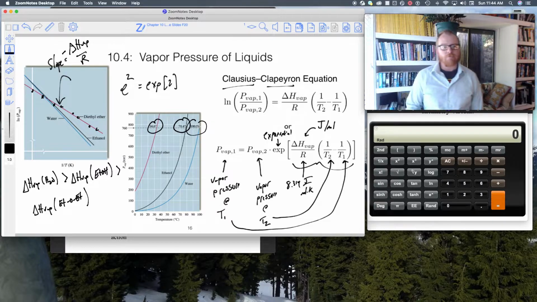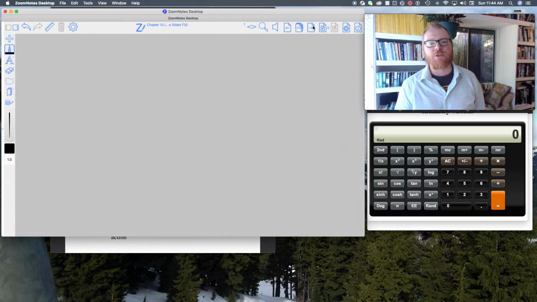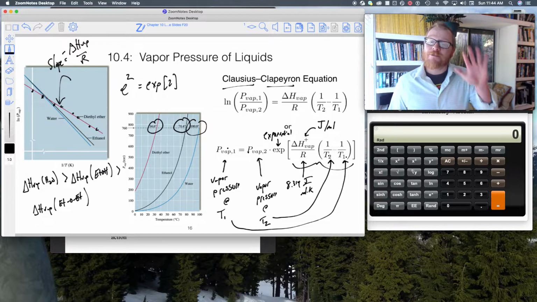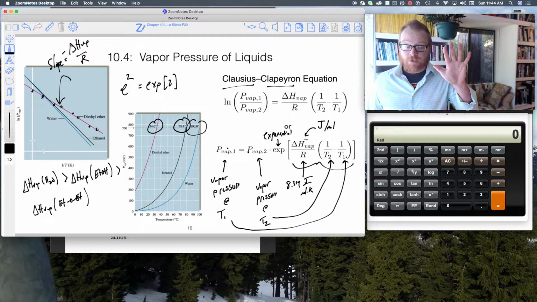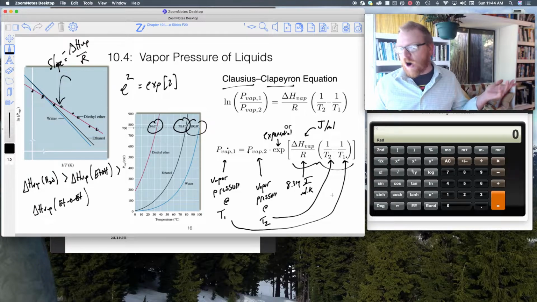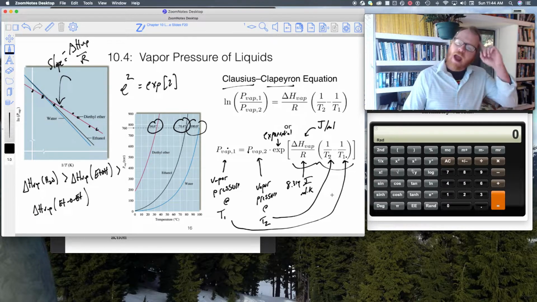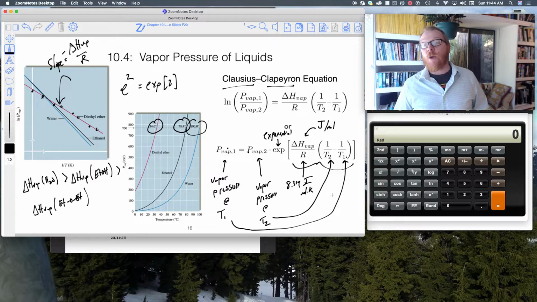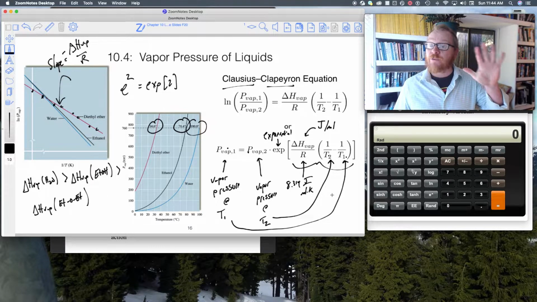Okay? So let's do some calculations using this equation. What's important to note here is that in this equation, there's 1, 2, 3, 4, 5 variables, because the gas constant R is a constant. So what you have to remember, to do anything with this equation, you have to know at least 4 out of those 5 things.